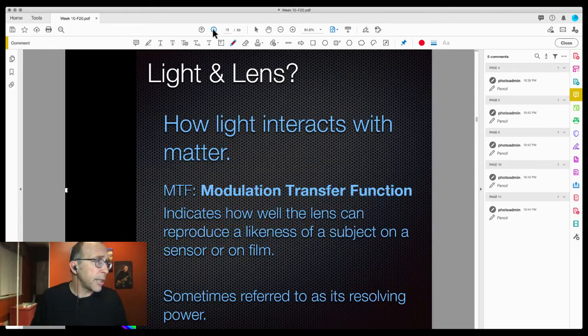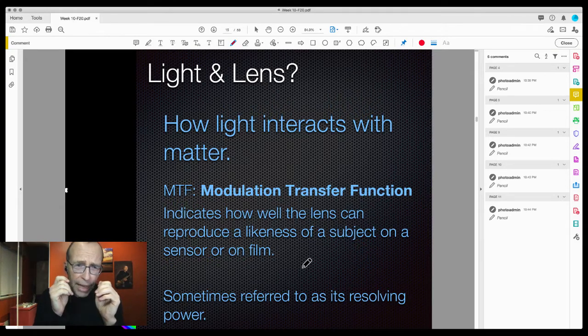So what is the deal with an MTF chart? The first thing we should talk about is what MTF even stands for. It stands for Modulation Transfer Function, and we'll talk about what modulation is a little bit later. It indicates how well the lens can reproduce the likeness of a subject on a sensor or film, sometimes referred to as its resolving power. Hopefully by now you've done the readings for this week, because they talk about acutance and resolving power and all that kind of stuff.